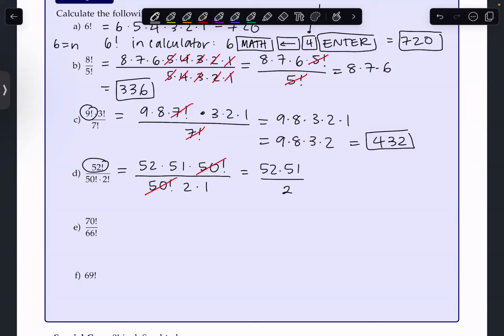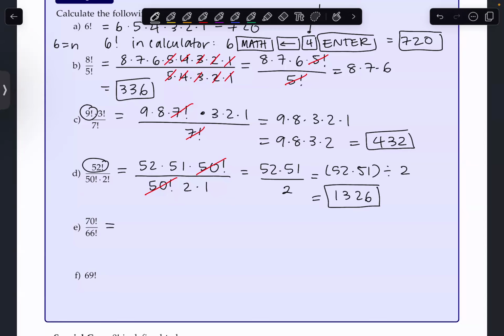I could try to simplify this fraction, or I can just plug it into my calculator like this, where I would do 52 times 51 divided by 2. And here, if I do this, I'll get back 1,326. Okay, let's look at the following one.